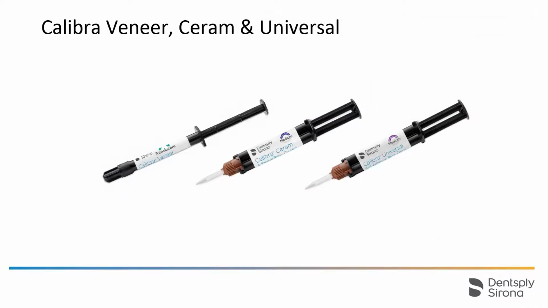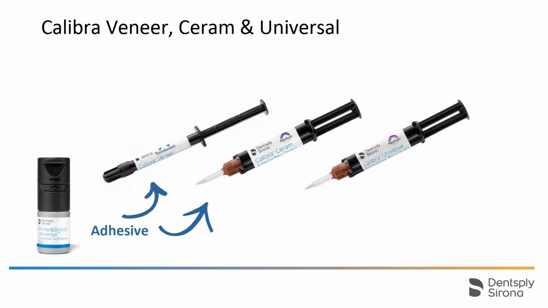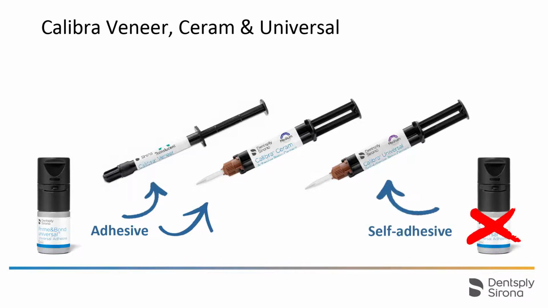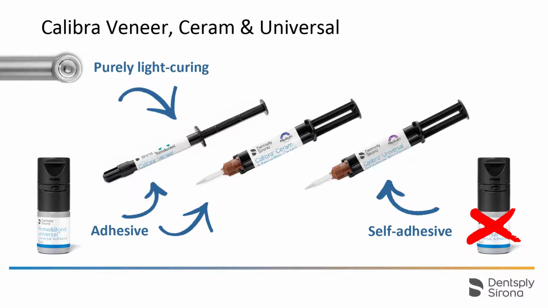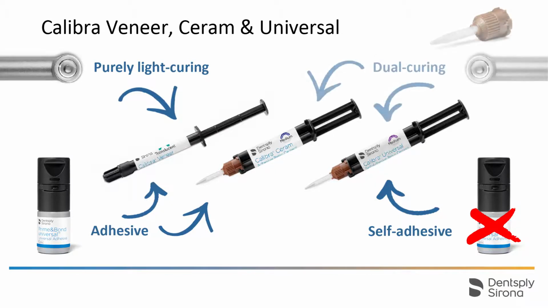Resin cements are practically divided according to the type of bond and curing mechanism. Calibra cements from Dentsply Sirona can be considered as representative here. The products Calibra Veneer and Calibra Ceram are used in combination with an adhesive, for example, Prime and Bond. In contrast, Calibra Universal is a self-adhesive cement, which means it bonds by itself to the tooth, making its clinical application particularly easy. Calibra Veneer is only light-cured. Calibra Ceram and Calibra Universal, however, are so-called dual-curing cements. This means that they can be both chemically cured as well as light-cured.